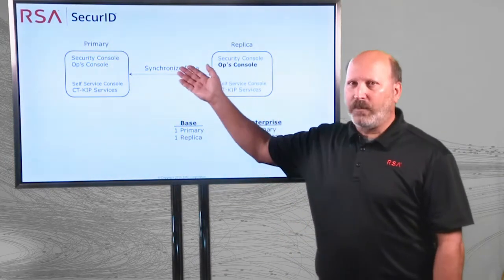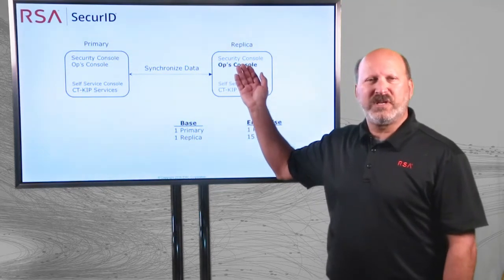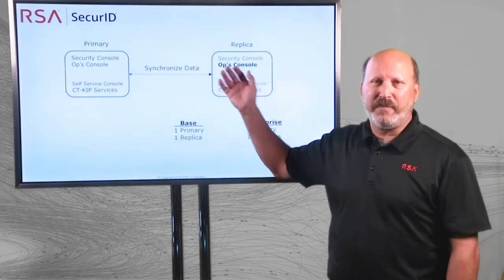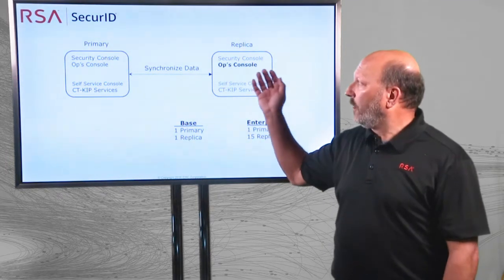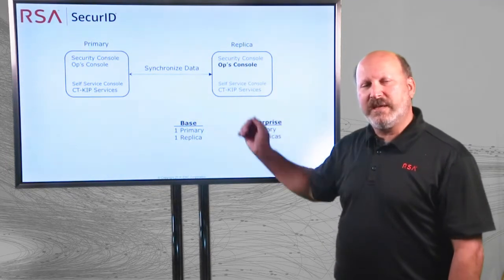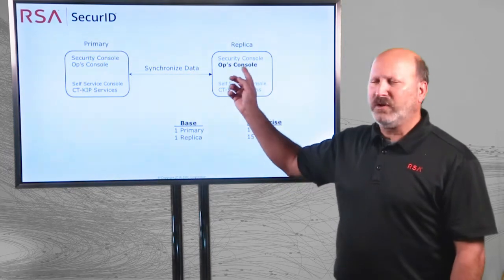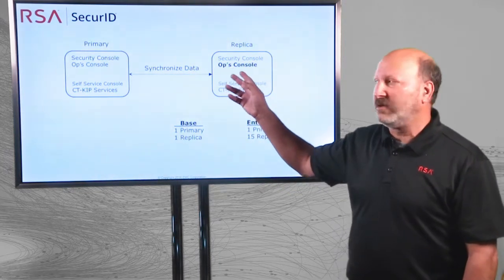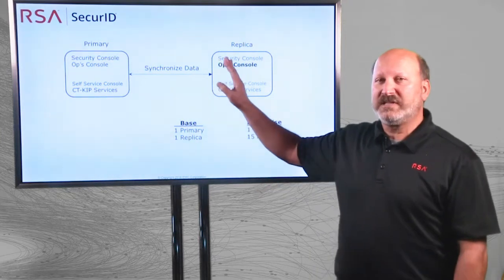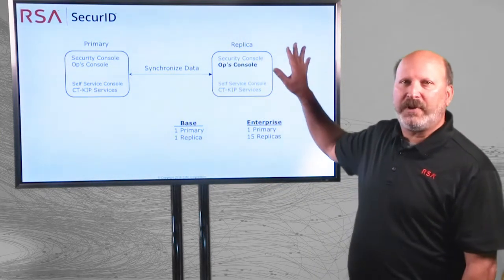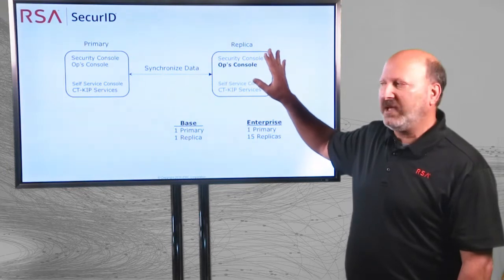When we create a replica, you'll hear people refer to those as slaves, a master-slave type idea, and that's really how it works. What's running in the replica is all the same services, but the only service you're going to use is the operations console. It synchronizes all the data. So you end up with the ability to create multiple replicas wherever you need them to be.